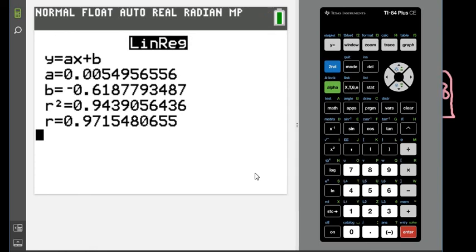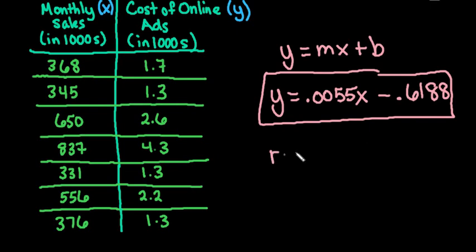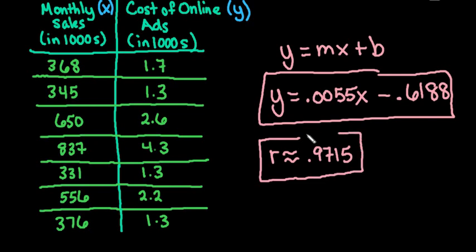So now if I hit enter, notice my r squared and my r shows up. R squared is the variability, so this tells us how much of the variability is described by this data set, which is really good. And r is 0.9715 approximately. So I would just put r is approximately 0.9715. Okay. All right, so we wrote down that r is 0.9715.